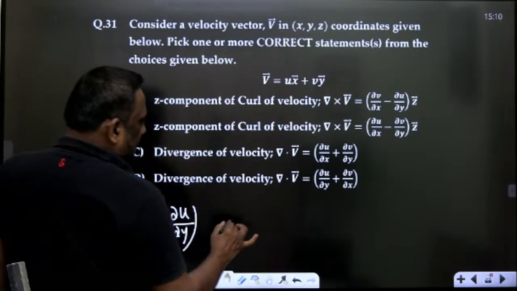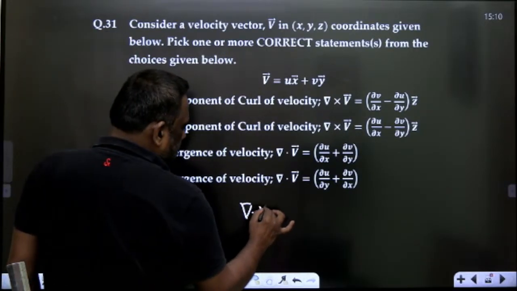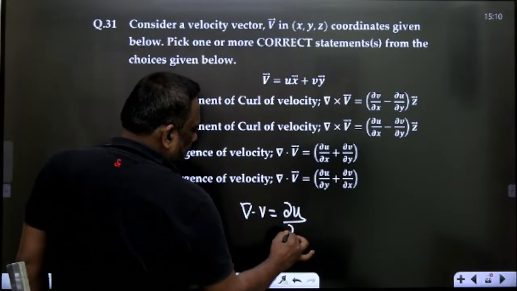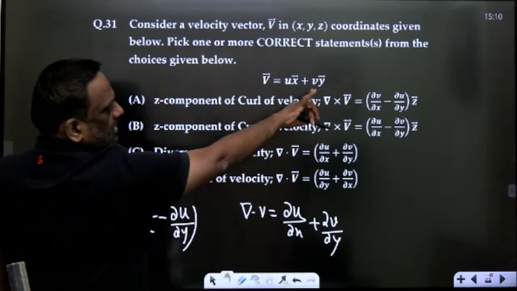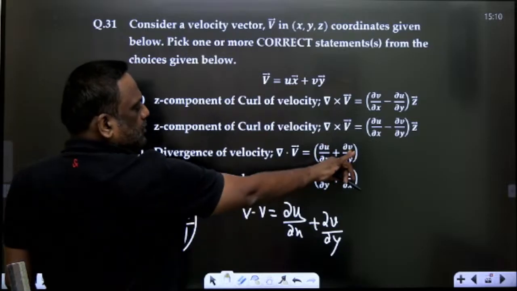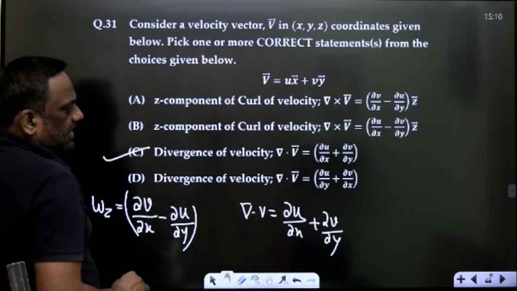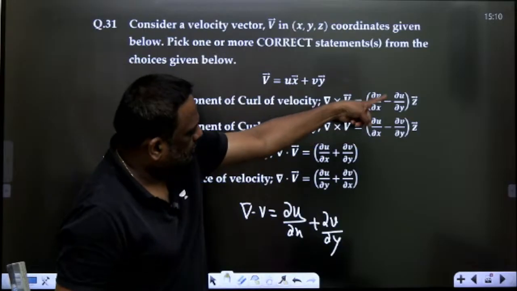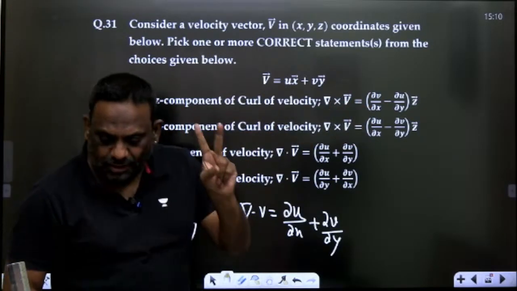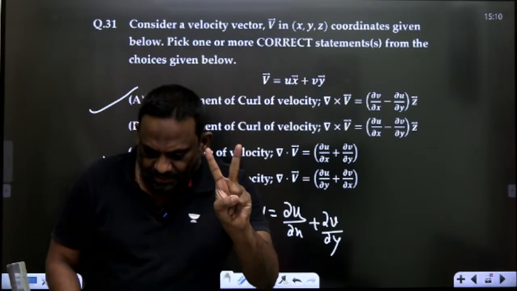And what is divergence? Del dot v. Dou u by dou x plus dou v by dou y. क्योंकि z नहीं है, 2 डायमेंशनल है, तो dou u by dou x plus dou v by dou y. ये सही है सर. Divergence of v, and dou v by dou x minus dou u by dou y. ये a c दोनों सही है सर.